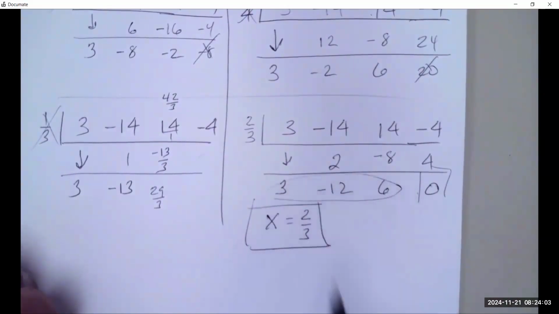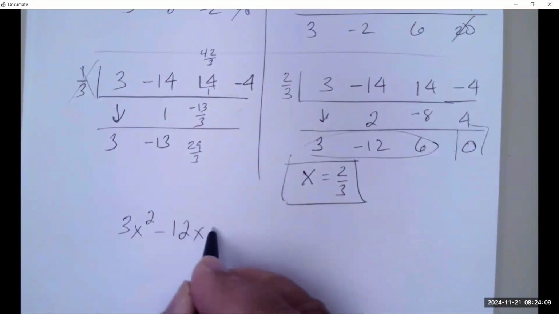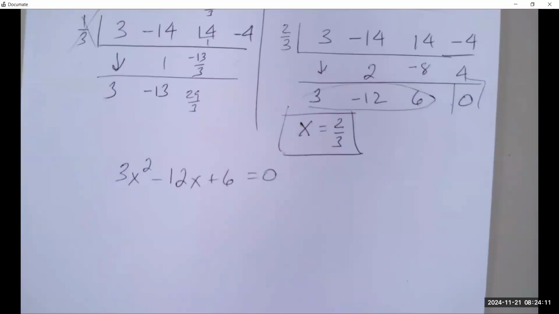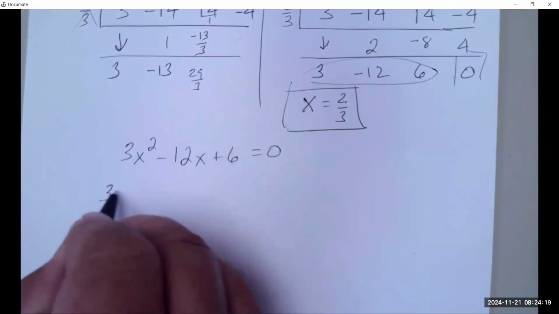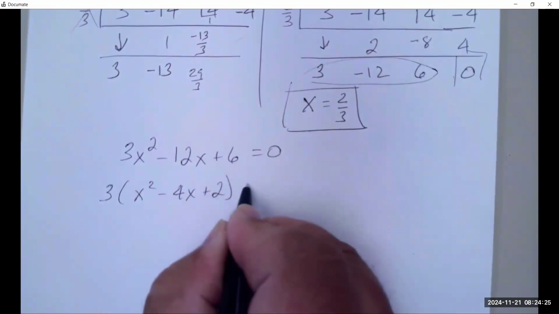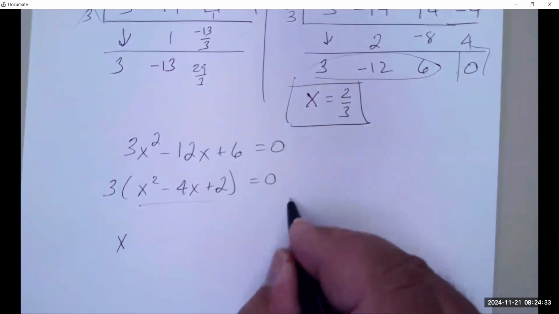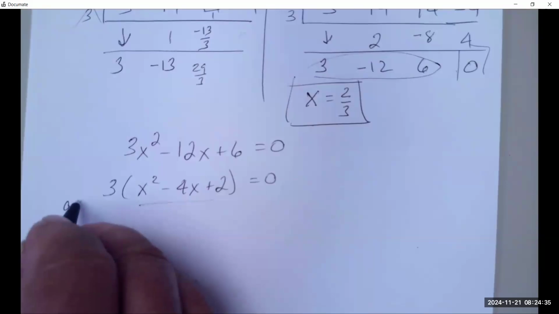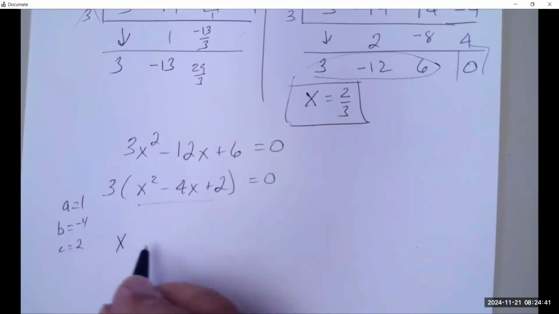So now we only have this equation. We have 3x² minus 12x plus 6. We can use the quadratic formula. Since they all have a 3 in common, we can factor out a 3. And now we can use that, where A is equal to 1, B is equal to -4, and C is equal to 2.